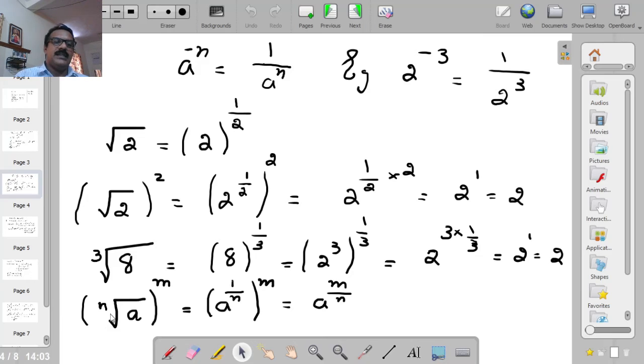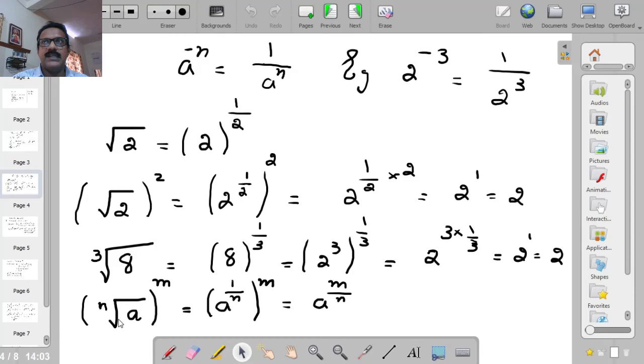Nth root of a, the whole raised to m. Nth root of a means what? Nth root of a is a number x such that when x is multiplied n times, or x raised to n, is equal to a. That x will be called the nth root of a.